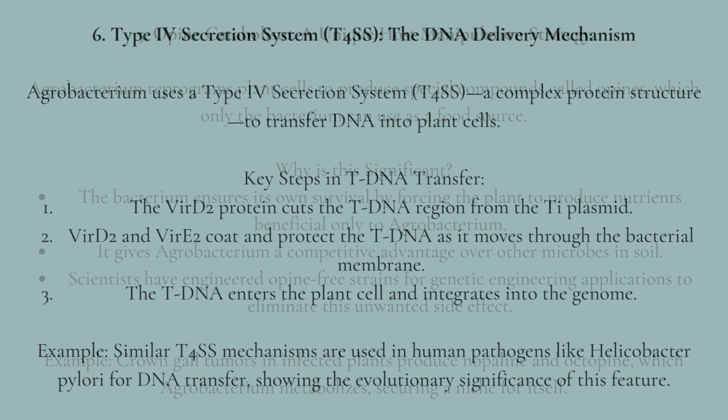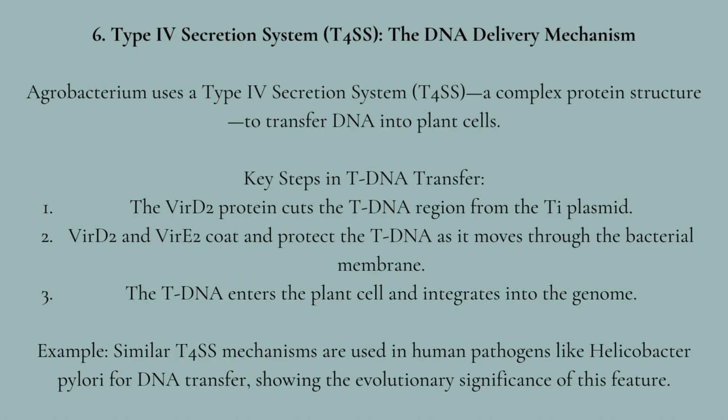Sixth would be the type 4 secretion system. Agrobacterium employs a type 4 secretion system, a specialized molecular syringe to transfer DNA into plant cells. The key steps in T-DNA transfer are VirD2 cutting the T-DNA from the Ti plasmid, and VirD2 and VirE2 coating and protecting the T-DNA as it moves through the bacterial membrane. And lastly, T-DNA entering the plant cell and integrating into the genome. As an example, the T4SS is also found in human pathogens like Helicobacter pylori, highlighting its evolutionary significance in DNA transfer. This can be further understood using the links given below in the description.